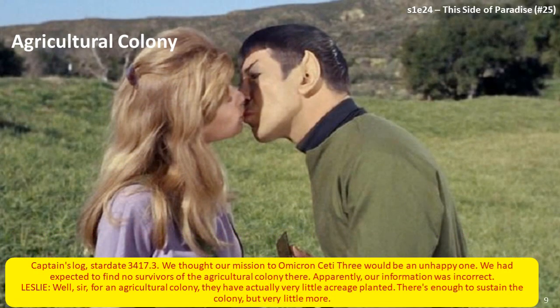In the episode This Side of Paradise, we discover Omicron Psi-T3 was an agricultural colony, which I expect was the most common type of colony. I suspect food production was the biggest logistic bottleneck of colonization and general travel through the vastness of space.